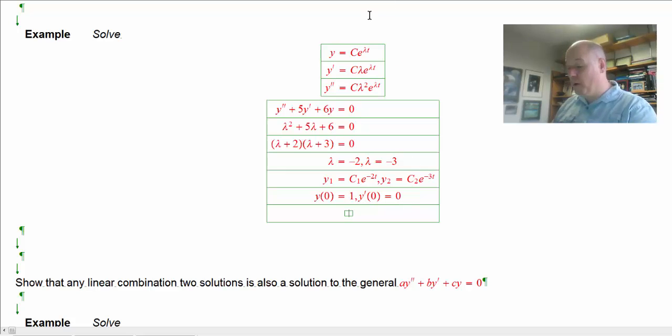Long story short, what we're going to do then is, and I'm going to call this sub h for homogeneous, the solution to this homogeneous equation, is I'm going to just add these two solutions together.